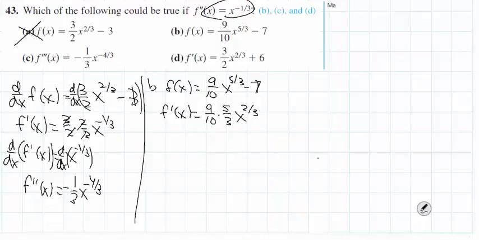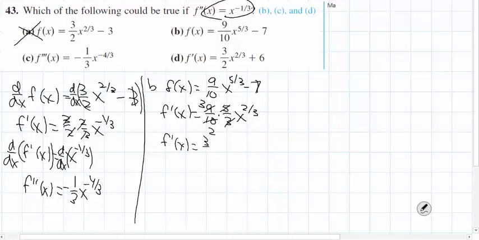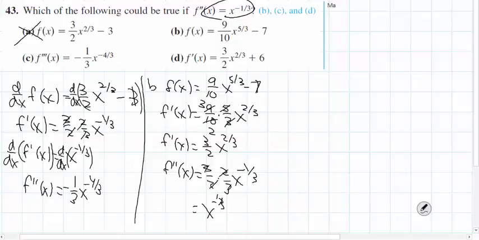It is good? All right, let me do a little cleanup. This 3 and that 9 turned into a 3. This 5 and 10 turns into a 2. So f prime of x is equal to 3/2 times x to the 2/3. F double prime of x is equal to 3/2 multiplied by 2/3 times x to the negative 1/3. 2's, 2's, 3's, 3's. I get x to the negative 1/3, and that matches that. So B gets a star. We're okay with that? All right.